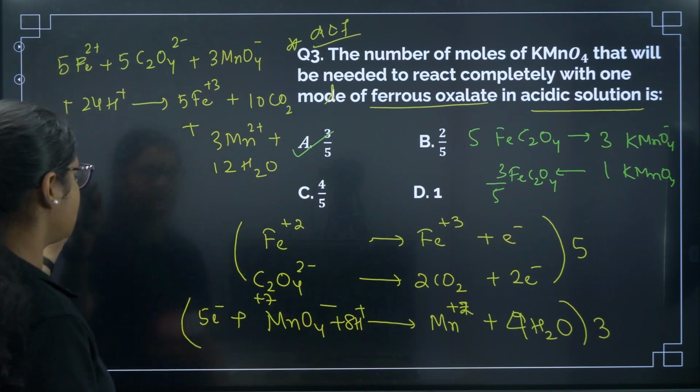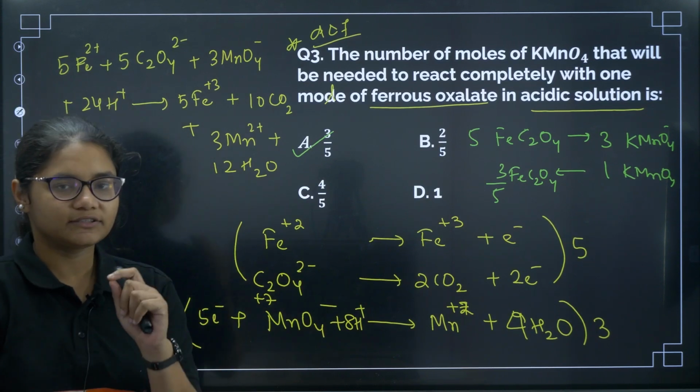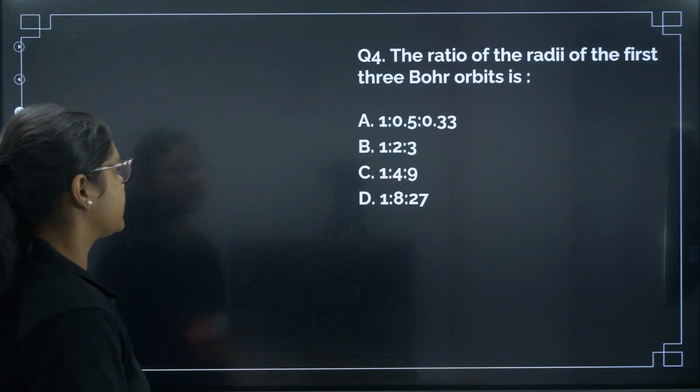Okay, so just check this one. Balancing is important to understand the stoichiometry here. Okay, now let us go to the next question.